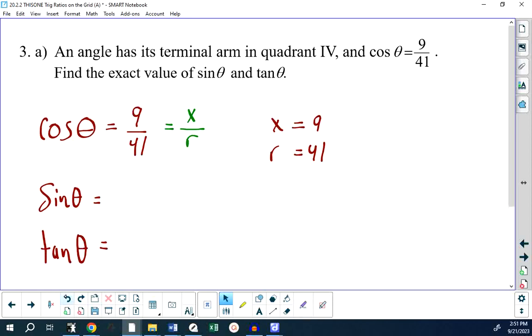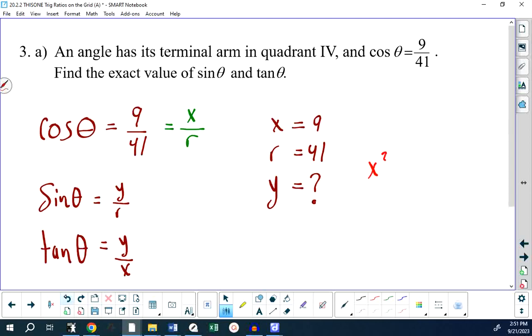So what are we missing here? Sine is y over r. Tangent is y over x. I think it's pretty clear that our mathematical lives this afternoon would be complete if we knew y. How do we find y? Pythagorean theorem.